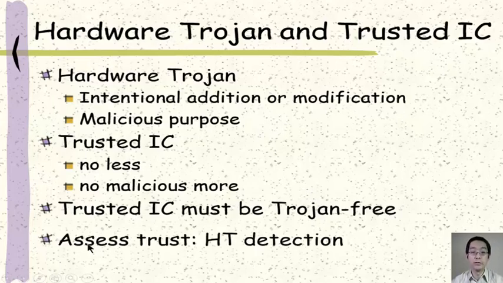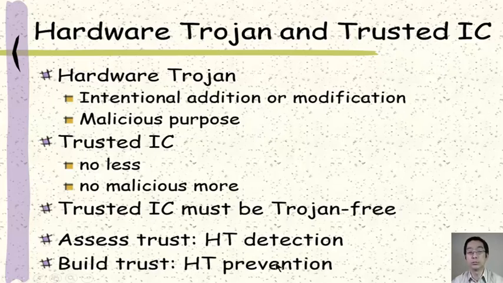Finally, for us to evaluate or assess the trustworthiness of the system, we have to make sure that the system doesn't have any Trojans, which we call Trojan-free. So hardware Trojan detection is about how to establish trust or how to assess the trustworthiness of the system. On the other hand, when we do hardware Trojan prevention, we're trying to prevent hardware Trojans from being inserted into the system. This is in some sense trying to build trust into the system. These two categories, hardware Trojan detection and hardware Trojan prevention, we are going to discuss in more detail in the following lectures.